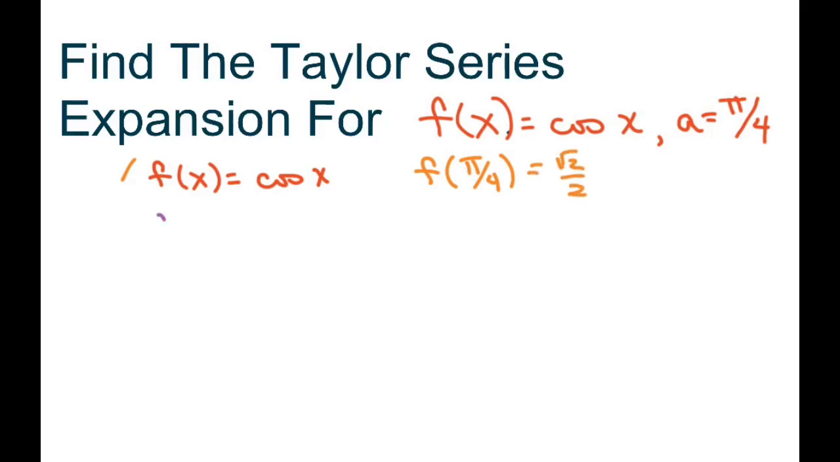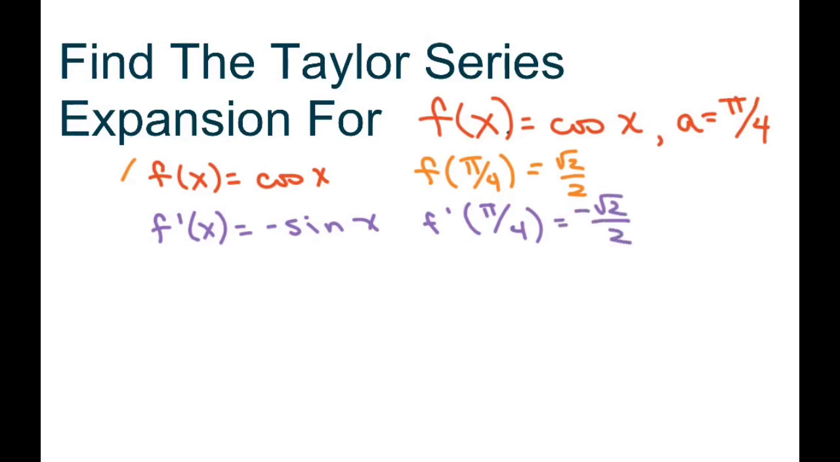And then we take the first derivative, we get negative sine of x, and when you evaluate that at pi over 4, you get negative square root of 2 over 2. And then we take the second derivative, and that just equals negative cosine of x. So the second derivative at pi over 4 is just going to be negative square root of 2 over 2.